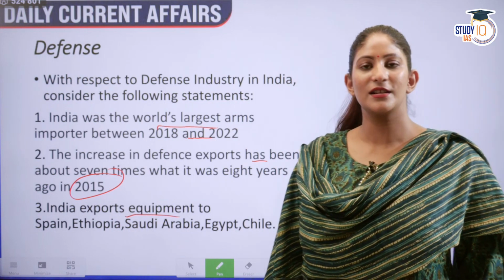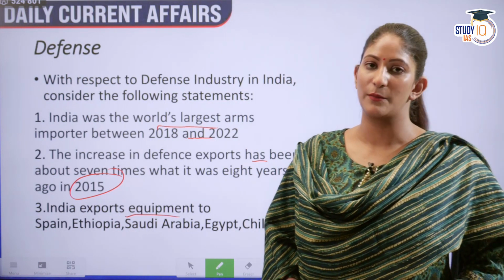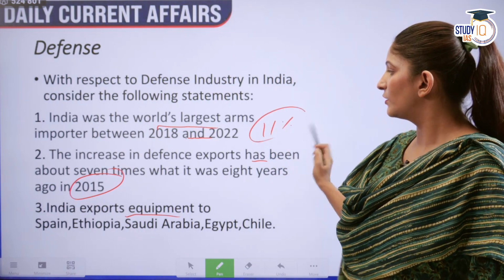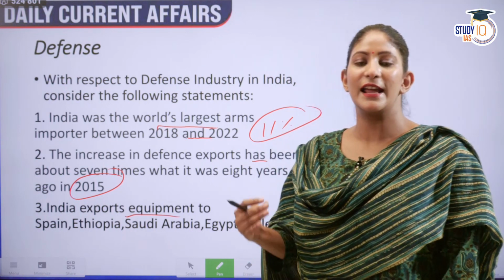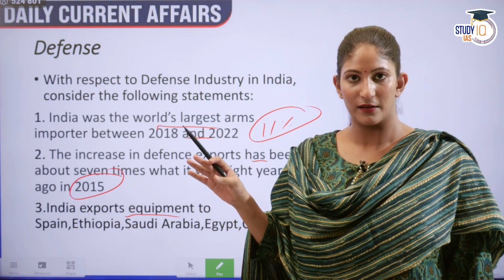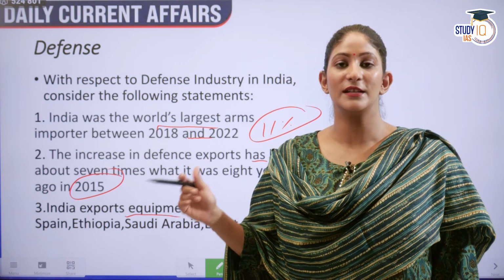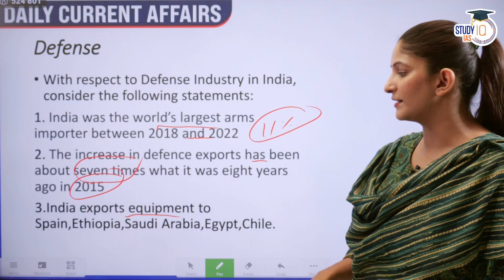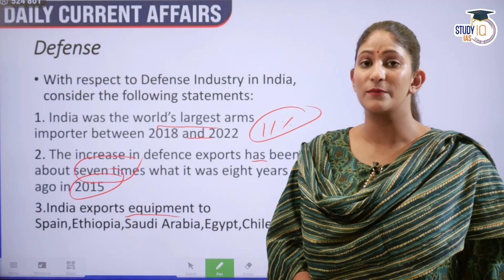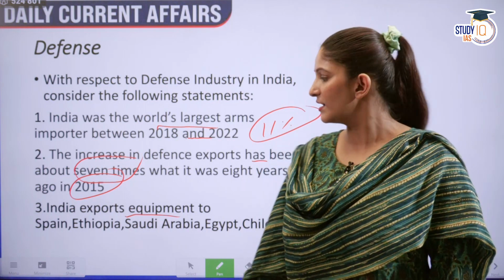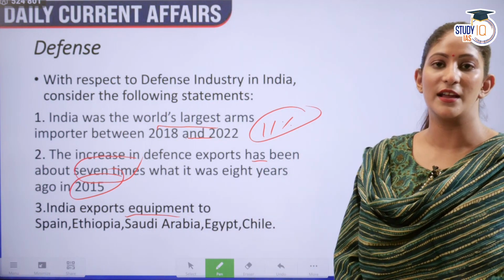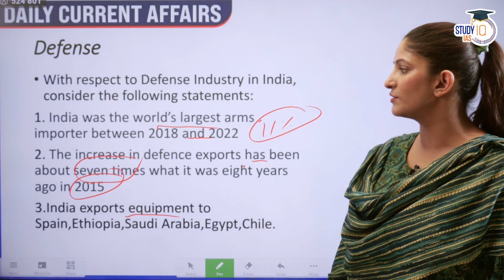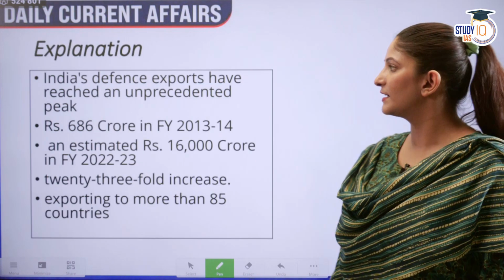India was the world's largest arms importer according to the latest CPRI report, which is correct. All right. So this represents 11% of the global arms import. The increase in exports, if we compare right now to the year 2015, it has been 7 times. This is definitely correct. First and second both are correct. And India is exporting defense equipment to many countries, about 85 countries, from Spain, Ethiopia, Saudi Arabia, Egypt, Chile. So first is correct, second is correct, and third is also correct. All three are correct. Option C is the correct answer.